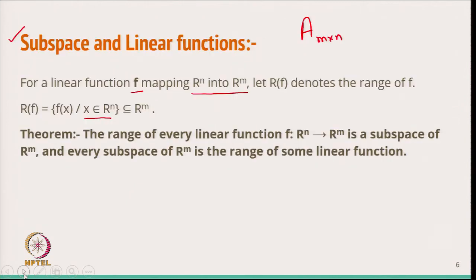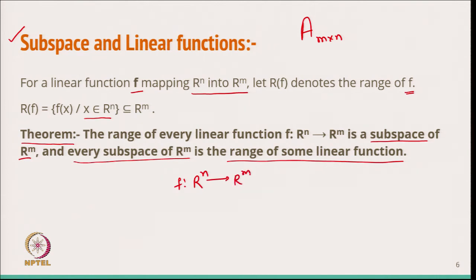So we have defined that for a linear function f mapping Rn to Rm, Rf denotes the range of the function f, given by this. Then we have the theorem that the range of every linear function f from Rn to Rm is a subspace of Rm, and every subspace of Rm is the range of some linear function. It means that if I take a map f from Rn to Rm, sometimes we also represent R like this, which is equivalent.